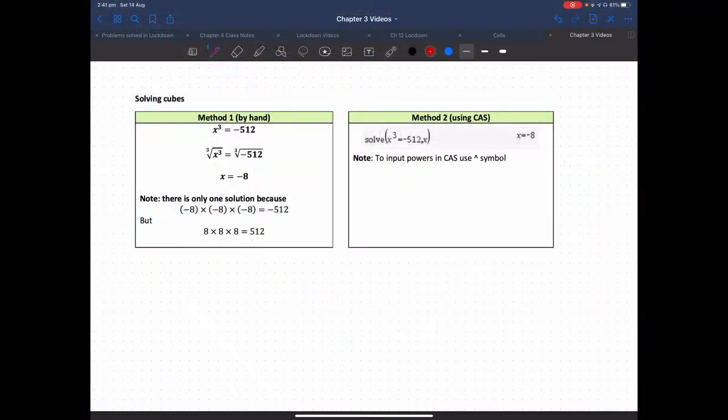In this example, we're looking at solving cubes. So we're given x cubed equals negative 512. So the opposite to cubing is cube rooting, taking the cube root of x cubed. So I need to take the cube root of negative 512. And my answer there is negative 8. I would find that by using my calculator. Unlike squaring, there is only one answer.